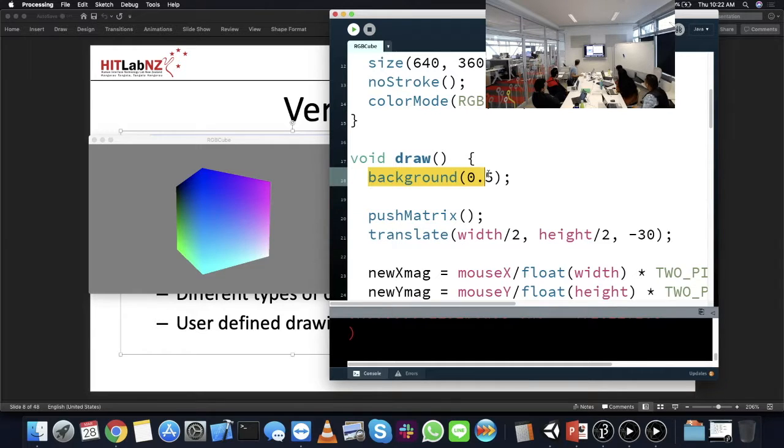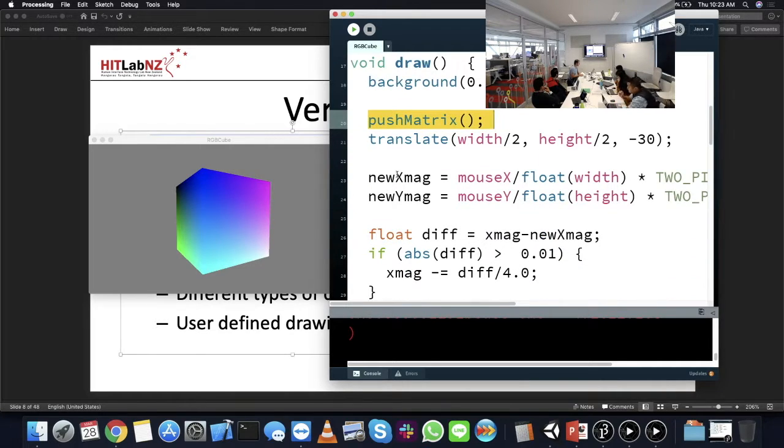Then in our draw method, we draw a grey background. We call push matrix, which we talked about a little bit, how that basically saves a position. We'll be talking about that more today. And then we move the origin of the world, again we'll talk about that more today, into the center of the screen. So width divided by 2, height divided by 2, and 30 into the depth.